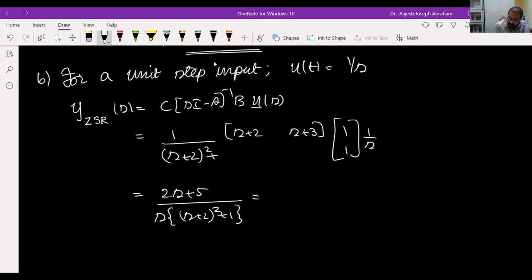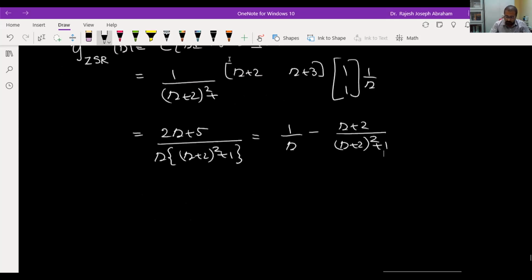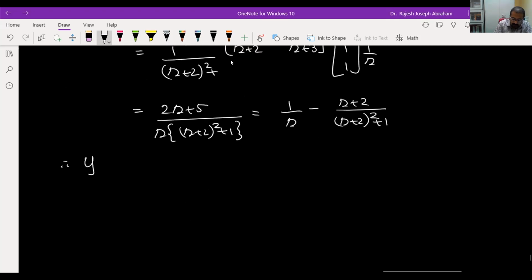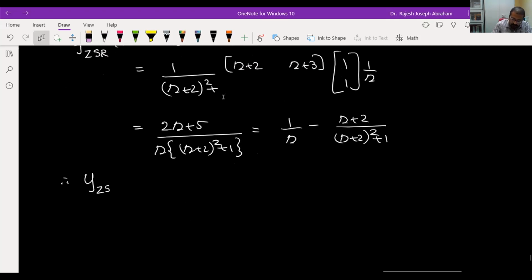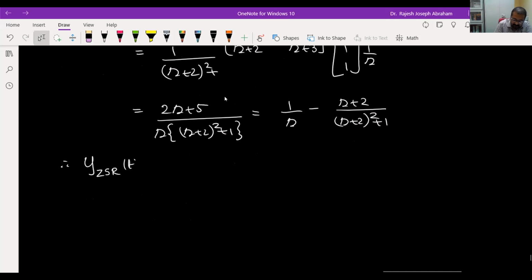Okay. This can be further simplified or rewritten as 1 by s minus (s plus 2) divided by (s plus 2) whole square plus 1. Okay. So now what will be the inverse Laplace transform? It is inverse Laplace transformable. Okay. So the zero state response in time domain, y is equal to, will be what? 1 minus e raised to minus 2t cos t.